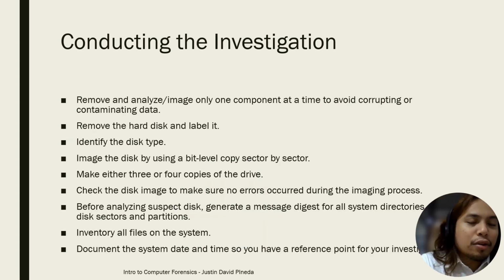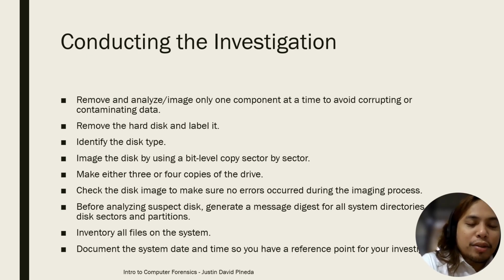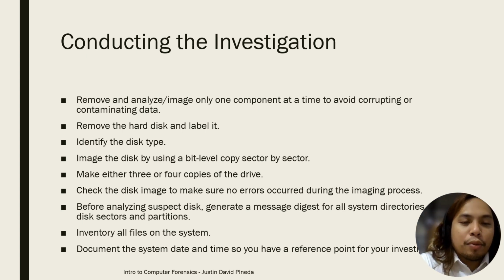Conducting the investigation: remove and analyze only one component at a time to avoid corrupting or contaminating data. Remove the hard disk and label it. Identify the disk type. Image the disk by using a bit level copy, sector by sector. This is very important. Again, I repeat, image the disk by using a bit level copy, sector by sector. Make sure you have either three or four copies of the drive, so more than two. Check the image to make sure no errors occur during the imaging process.